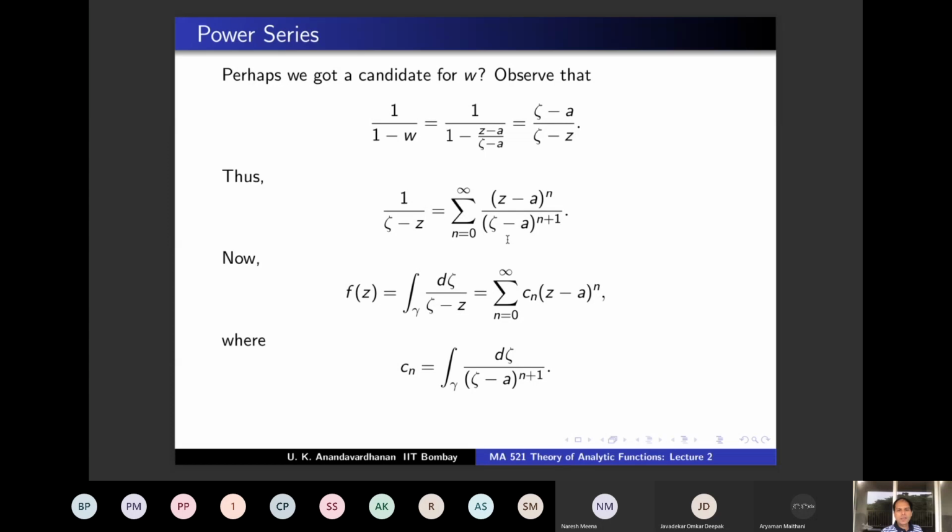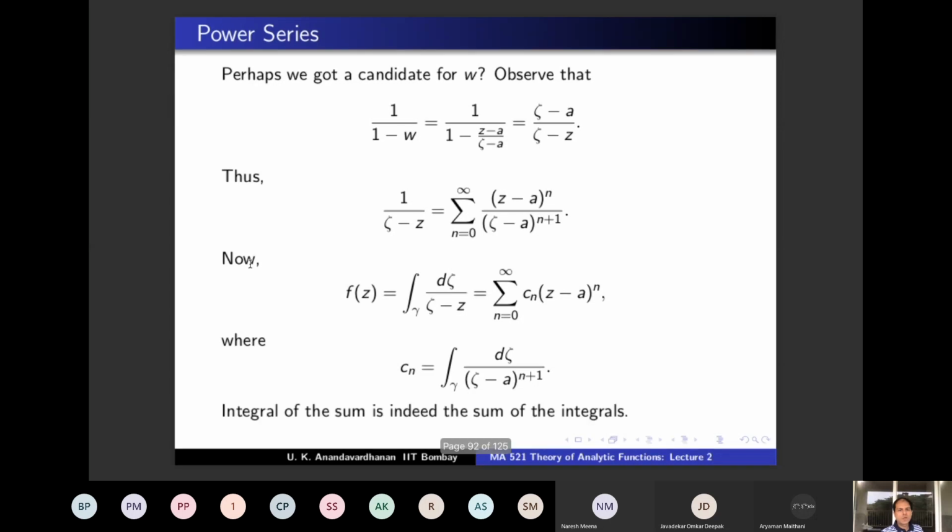Summation of the integral d zeta by (zeta minus A) power n plus 1 times (Z minus A) power n, which is without zeta, so that has come out. So Cn is this thing. This integral will be some constant, and that is the coefficient Cn. So you have got the power series expansion for f on that disk, and you have proved that f is representable by power series.